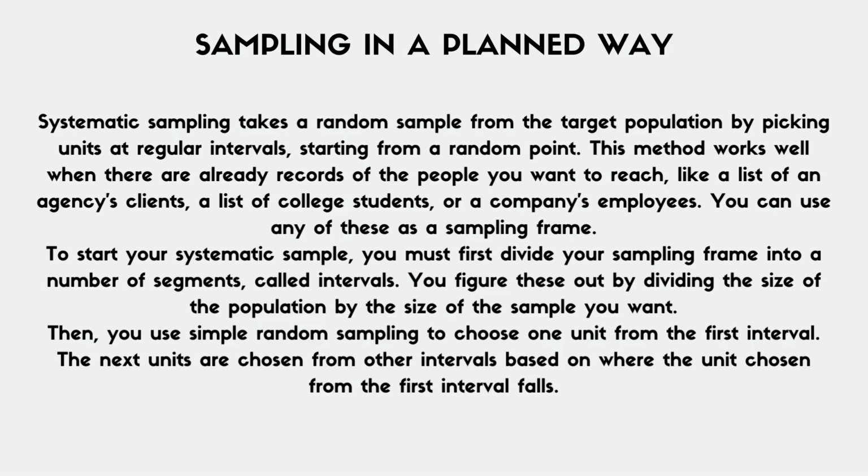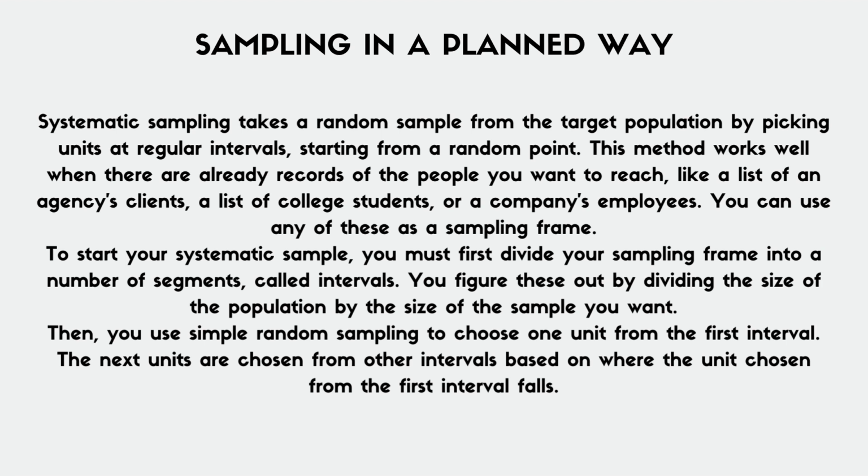Systematic sampling. Systematic sampling takes a random sample from the target population by picking units at regular intervals, starting from a random point. This method works well when there are already records of the people you want to reach, like a list of an agency's clients, a list of college students, or a company's employees. You can use any of these as a sampling frame.